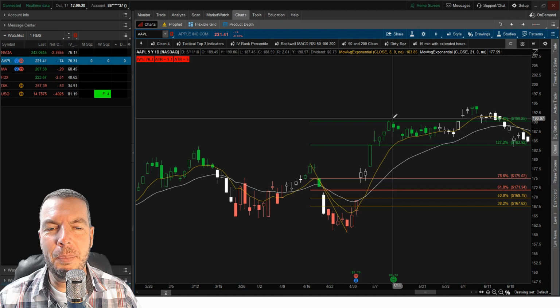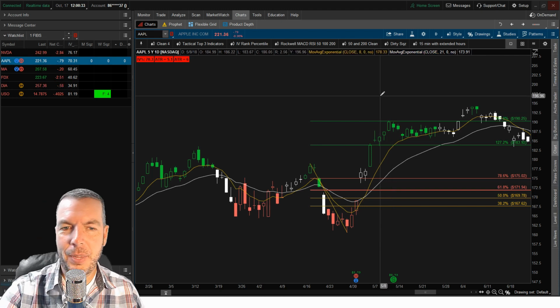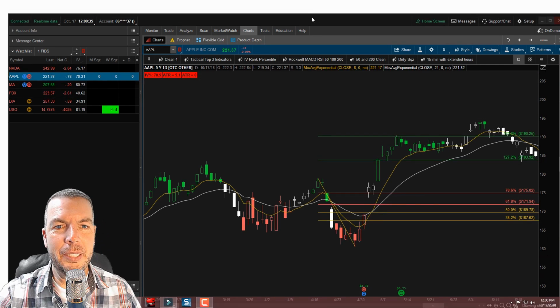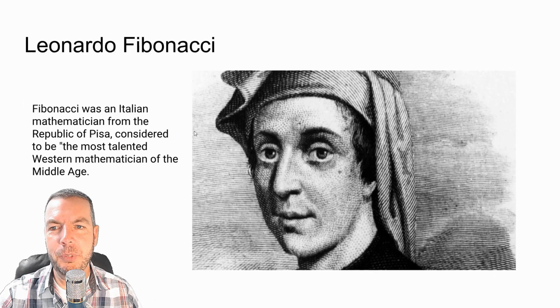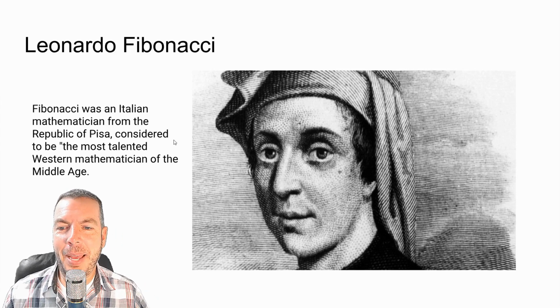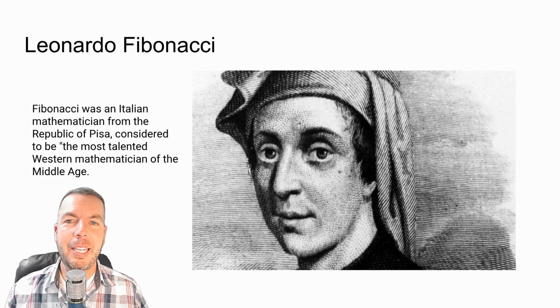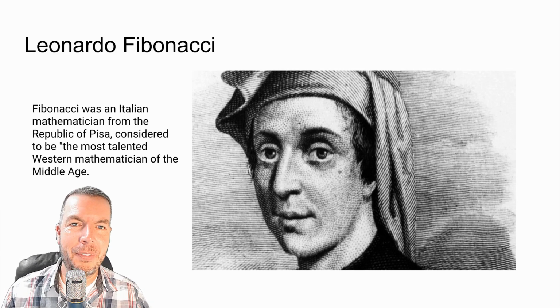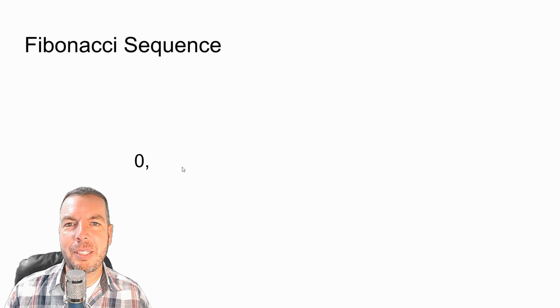So what are these numbers, why are they so important on a chart, and how can we use them? Well, let me give you guys a quick little history on Fibonacci. Leonardo Fibonacci was an Italian mathematician from the Republic of Pisa and was considered at the time to be the most talented mathematician of the Middle Ages. He came up with this sequence.